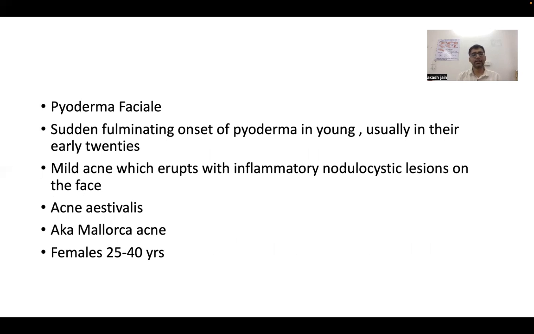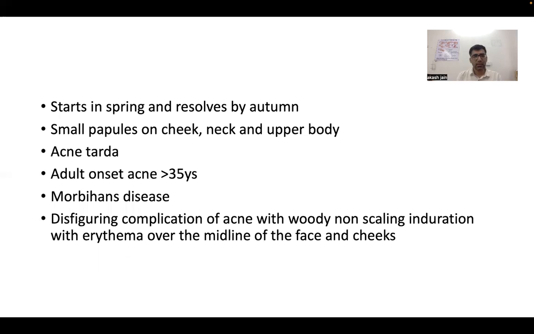Next is acne aestivalis or Mallorca acne. It occurs in females, starts in the spring and resolves with autumn. Small papules appear on the cheek, neck, and upper body. Acne tarda is adult onset acne in those more than 35 years of age. Morbihan's disease is a disfiguring complication of acne with woody non-scaly induration with erythema over the midline of the face and cheeks.